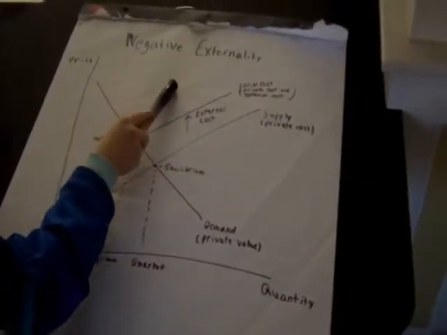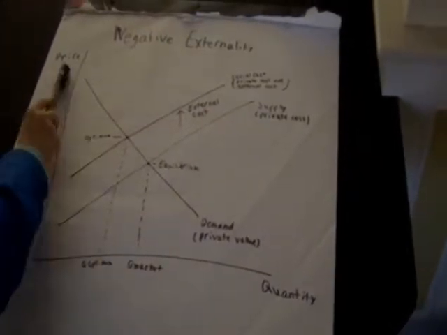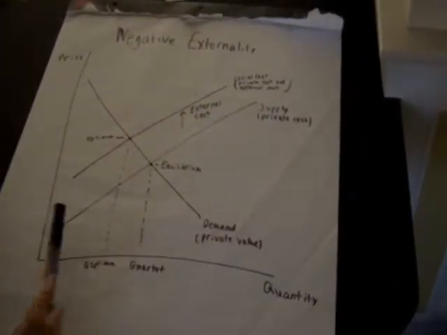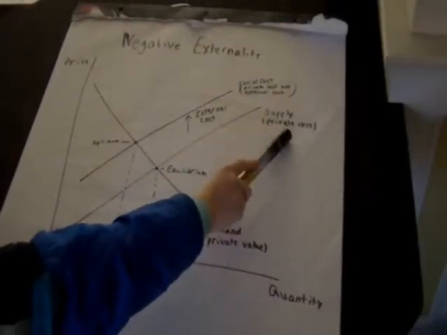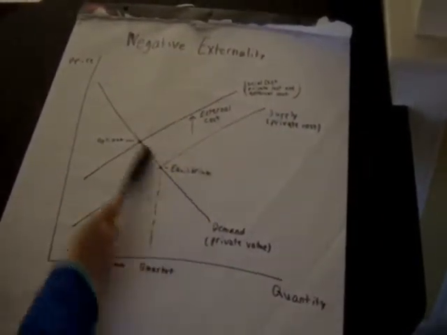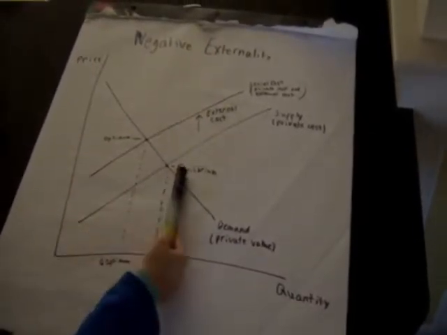This is a graph for a negative externality. First, you draw the graph and label the axes price and quantity. Next, draw the supply curve, which is also the private cost. Then, draw the demand curve, which is the private value. Where the two curves meet is the equilibrium.